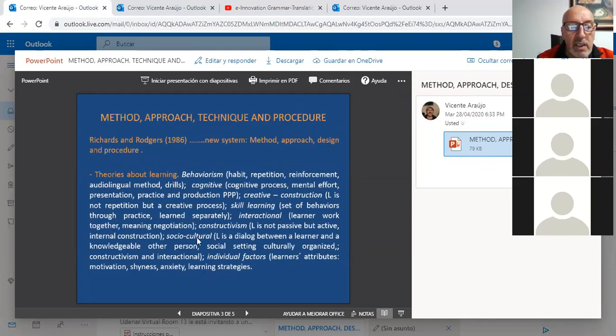This is important in this theory of individual factors. Not everybody learns in the same way. Some of you have some strategies. Some of you prefer, for example, to talk to others, or to read, or to listen to songs in English, or to study grammar, or to learn by heart, or videos, music, I don't know, different learning strategies. These are some theories about learning.